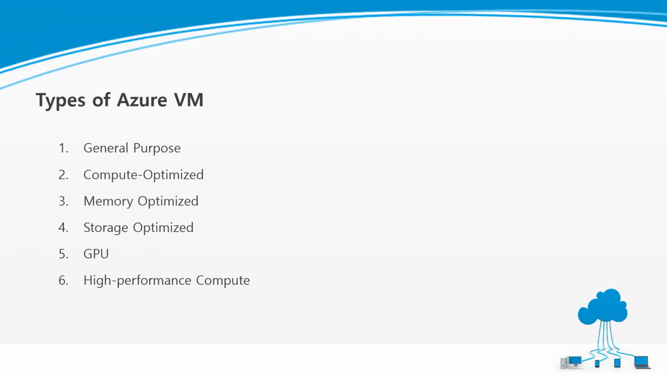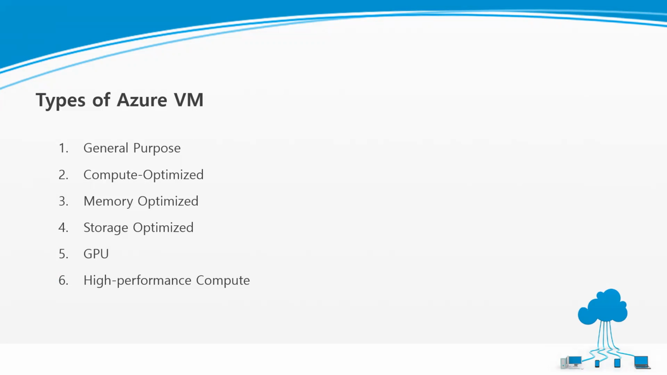Now, coming to compute optimized. This type of Azure virtual machines has a high CPU to memory ratio and is the best option for medium traffic web servers, network equipments, and also for application servers. Now, if you're clear with these two, let's move to memory optimized. The memory optimized Azure VMs have a high memory to CPU ratio and are good for relational database servers, medium to large caches, and for memory analytics.